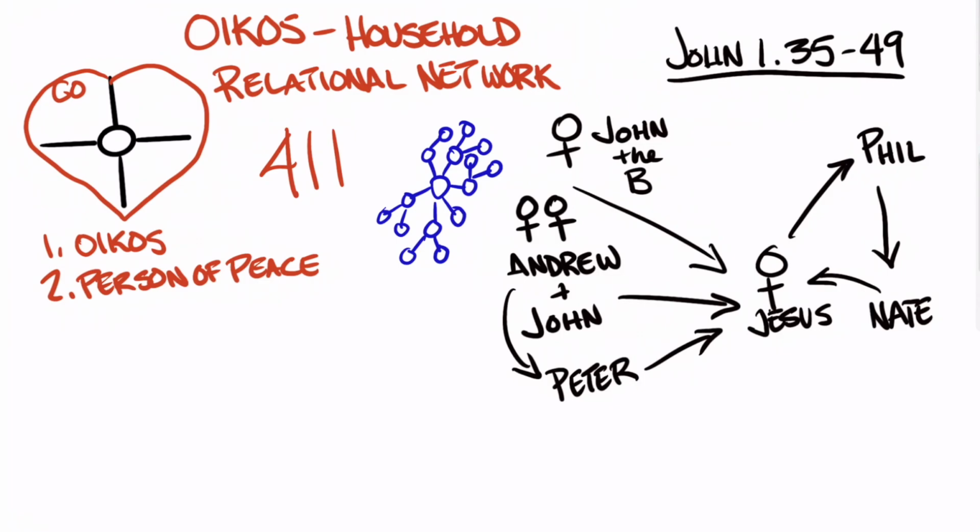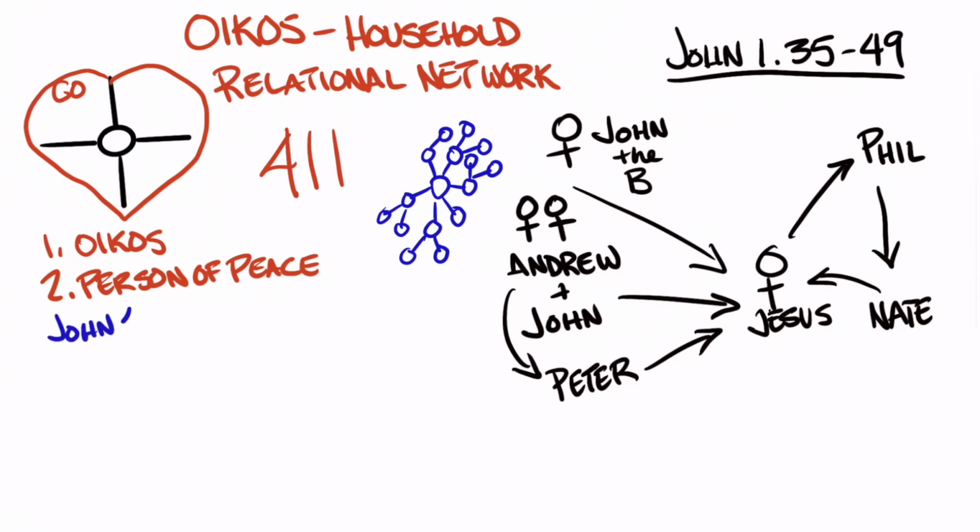So we see this one example in Jesus' life of Oikos, relational network. But if this is a strategy, then we're going to see this happen over and over again, not only in Jesus' life and ministry, but in the disciples' life and ministry. So can you think of other examples where we see the gospel flowing through Oikos, the relational network?